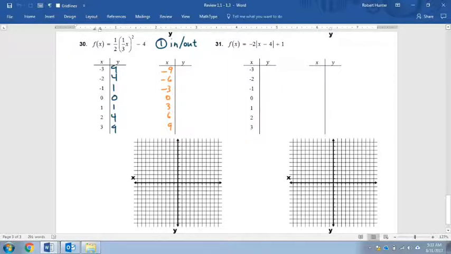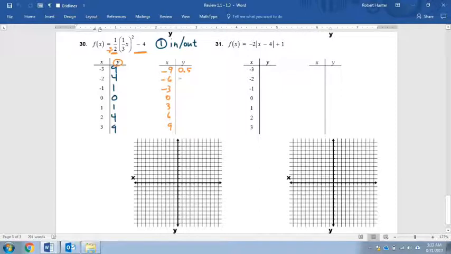Outside. Outside is y and normal. So outside, we're going to do it to our y's. So we have a 1/2 and a minus 4. So remember, the 1/2, the bottom divides. So we're going to divide by 2 and subtract 4. So 9 divided by 2 is 4.5. Minus 4 is 0.5. Okay? 4 divided by 2 is 2. Minus 4 is negative 2.